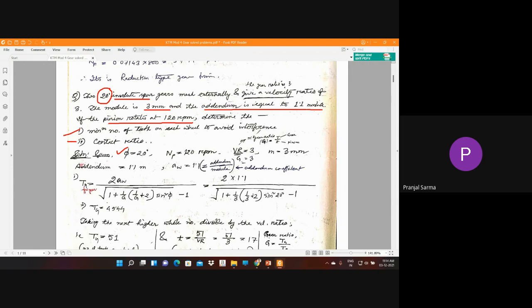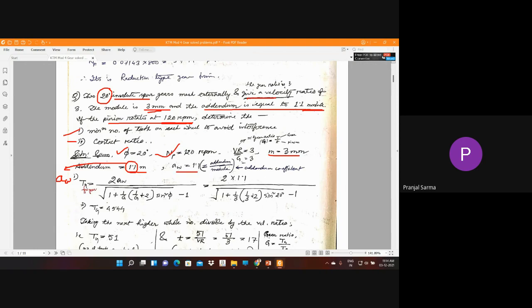Those things are always given, so I will write them down. The pinion speed is given as 120 rpm, then the velocity ratio is 3. The module is also 3 mm, that is m is 3. The addendum is given as 1.1 times the module, so addendum is 1.1 into m. This 1.1 is what? The addendum coefficient aw that we discussed in the last class. So this multiplication factor is nothing but aw. So from there we find the addendum coefficient aw is this 1.1.